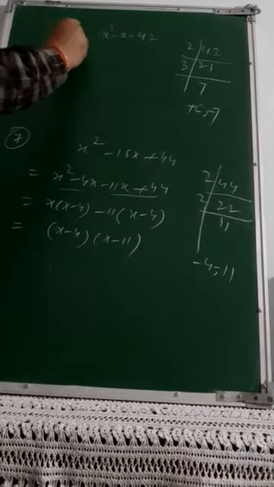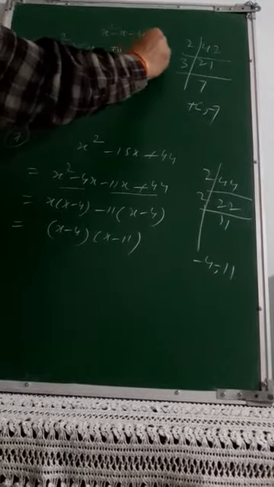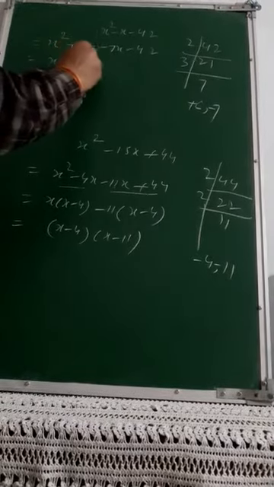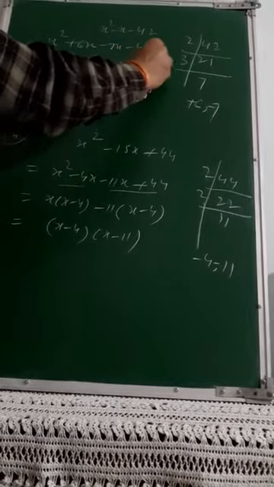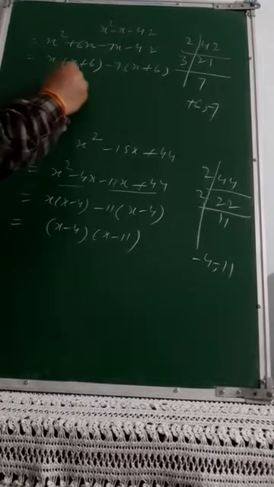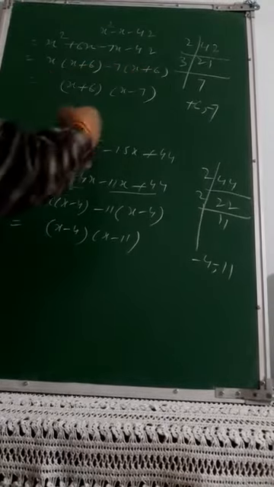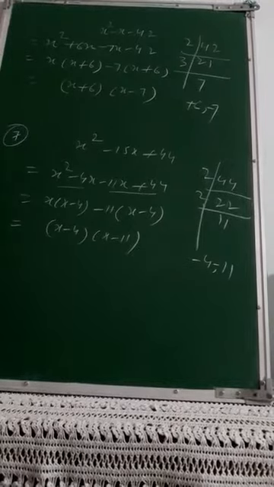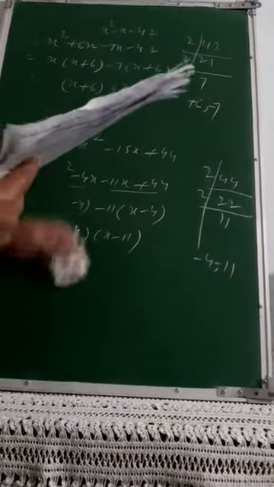So your factors will be x square plus 6x minus 7x minus 42. In first two you will be getting x common, so x plus 6. In last two you are getting minus 7 common, again it is x plus 6. Finally x plus 6 is common into x minus 7. So your answer will be x plus 6 into x minus 7. So that is your answer for number 8.